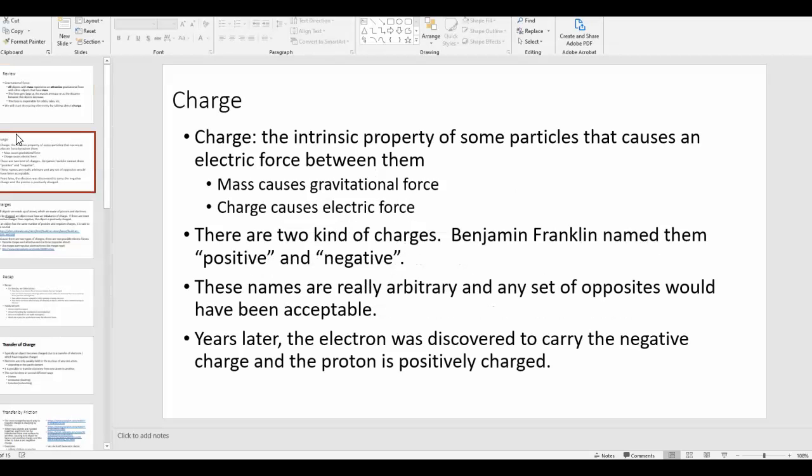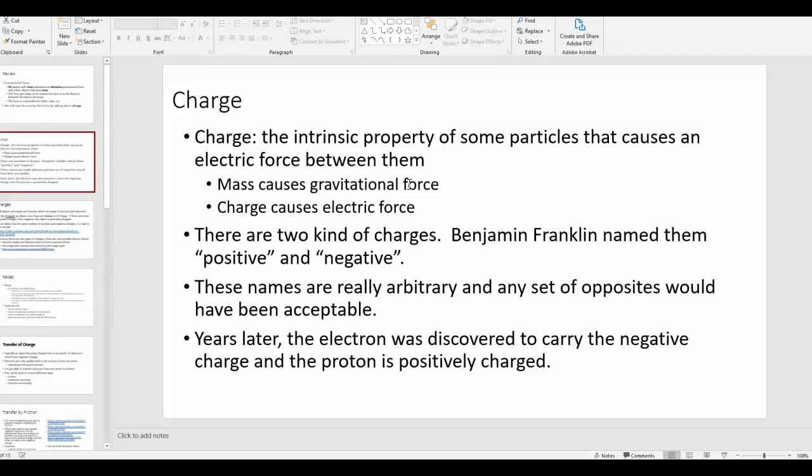Okay, and so charge, or electrical charge, is an intrinsic property that some particles have that causes what's called an electric force between them. Okay, and so mass causes the gravitational force. Okay, we saw that in the equation for the force of gravity. It's charge that generates the electrical force. So in other words, there's only an electrical force between objects if those two objects have charge.